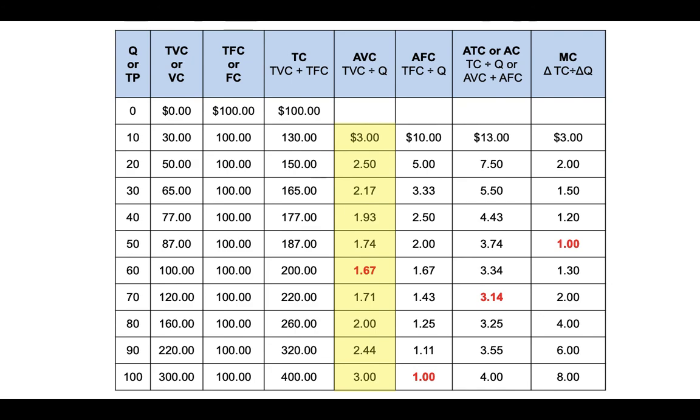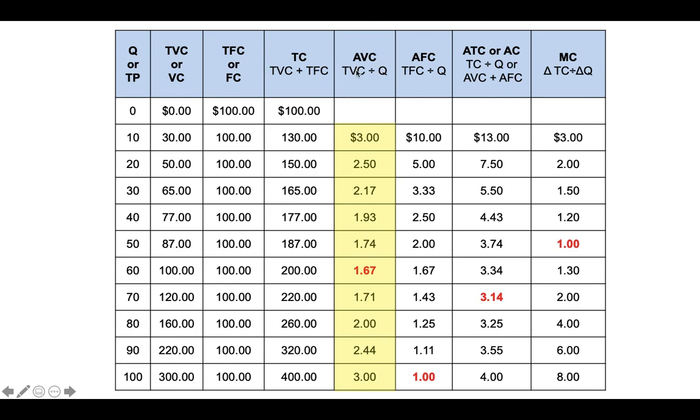Now my average variable cost is this variable cost column divided by Q. So here, my total variable cost is $30, and divided by its corresponding Q, or 10 here, that's how I get 3. 30 divided by 10. Now the next row, my variable cost went up to 50, and my output is now at 20. 50 divided by 20 is going to be $2.50. And that's how we get these values. It's just whatever number is in this column divided by the number in this column.